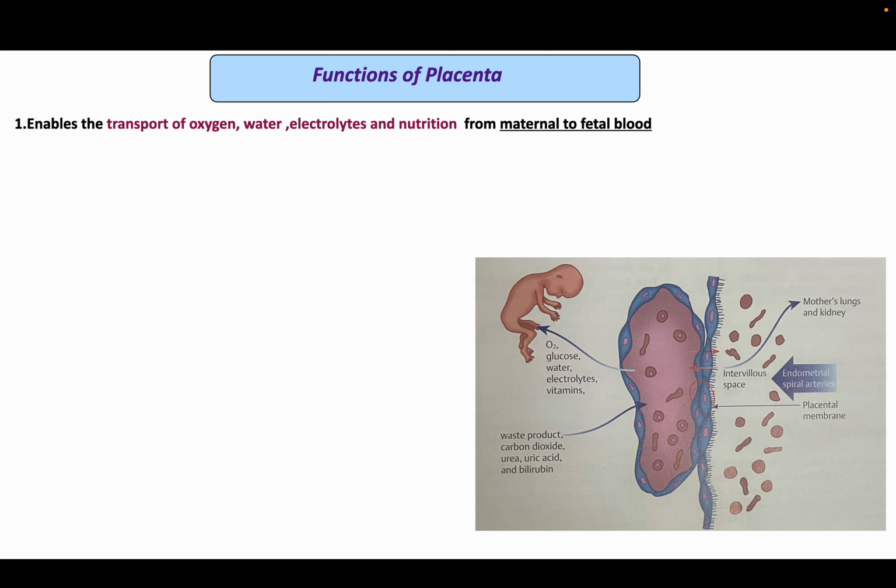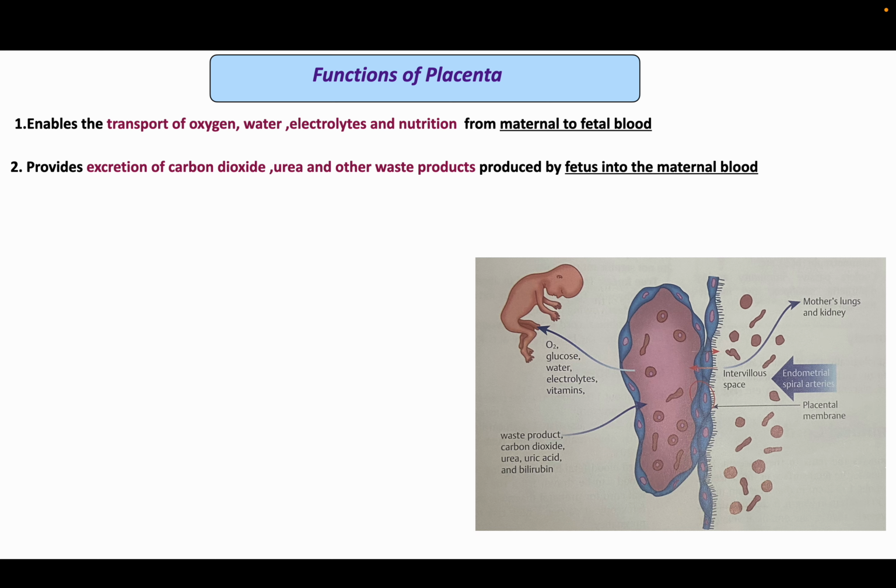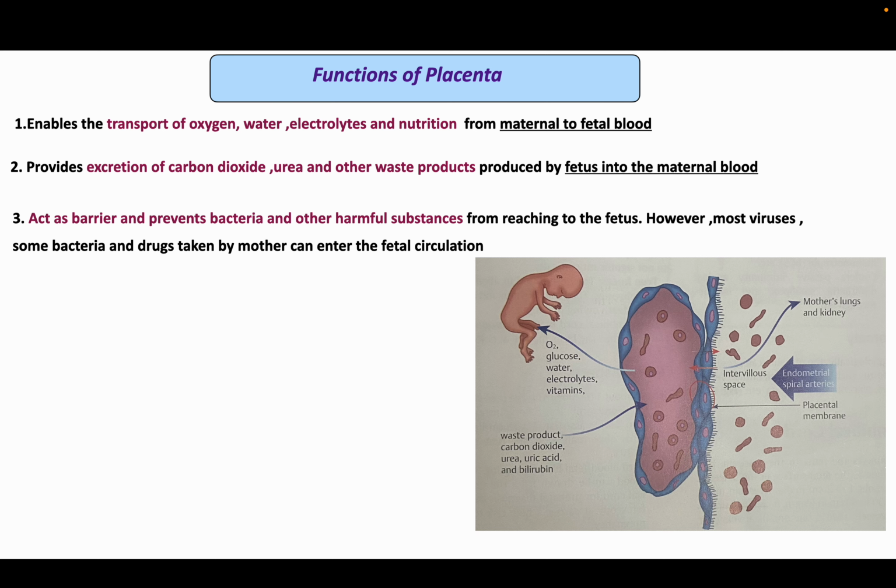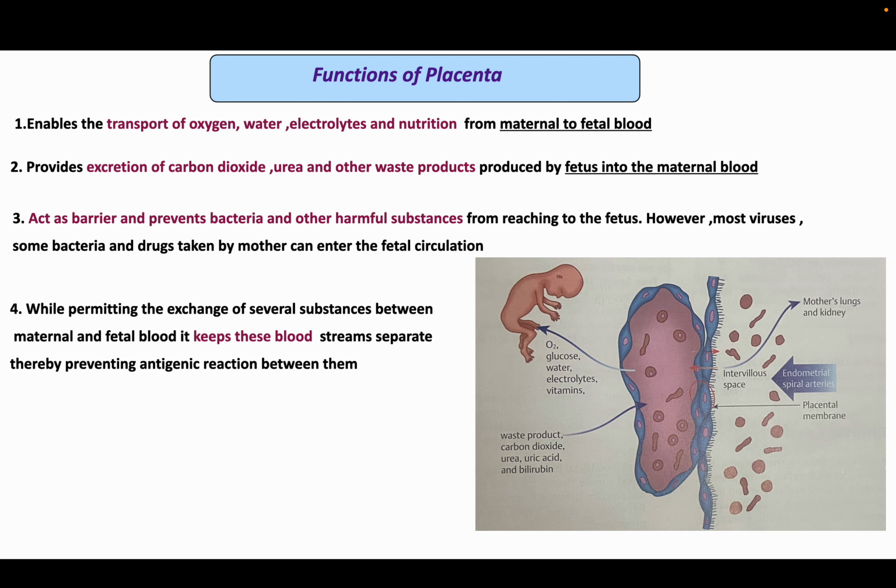Coming to the functions of the placenta, it enables the transport of oxygen, water, electrolytes and nutrition from maternal to fetal blood, provides excretion of carbon dioxide, urea and other waste products from the fetus into the maternal blood, and acts as a barrier and prevents bacteria and other harmful substances from reaching the fetus. However, most viruses, some bacteria, and drugs taken by the mother can enter the fetal circulation.